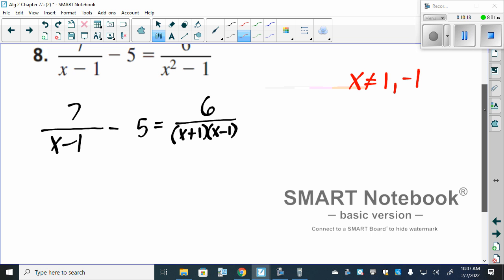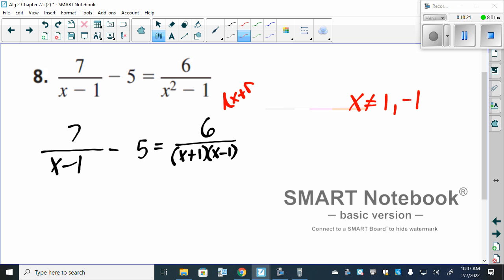Now, knowing that, we can move on and actually solving. So what would we need to multiply each of these terms by? X plus 1 and x minus 1. And in our first rational expression, the x minus 1 and x minus 1 would cancel out. Now, in the middle, the 5, does it have a denominator? No, so nothing will simplify with the 5. But with the 6, the x plus 1 and x minus 1 would cancel with the x plus 1 and x minus 1. So it would simplify out.